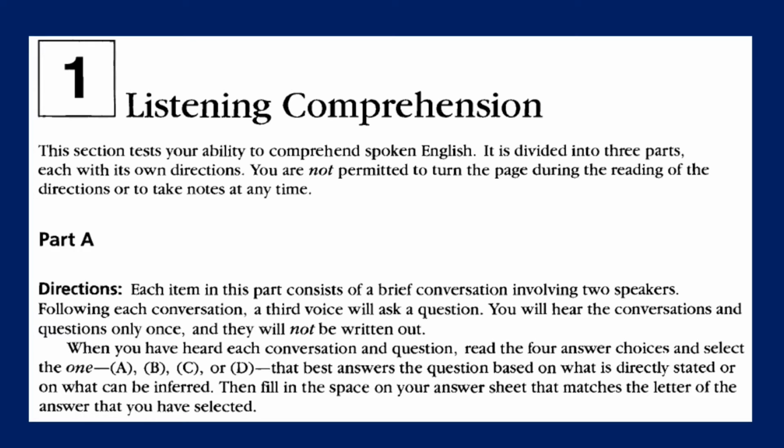When you have heard each conversation and question, read the 4 answer choices and select the one, A, B, C, or D, that best answers the question, based on what is directly stated or on what can be inferred. Then fill in the space on your answer sheet that matches the letter of the answer that you have selected.